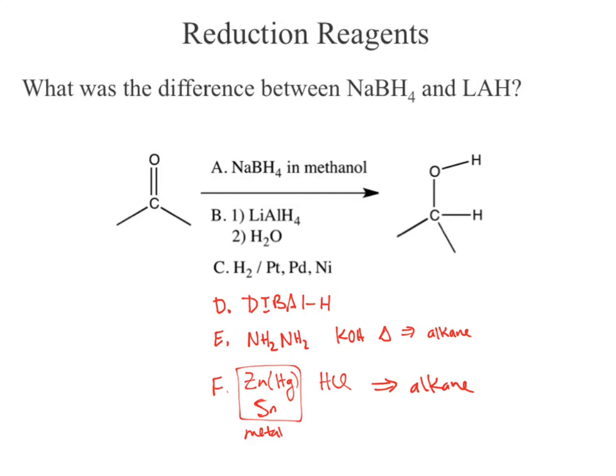Right. And that's just because there's a ton of them. Tin will do it. Zinc and mercury is the common one that we've seen pop up in the slides every so often. But it'll do the same thing, full reduction down.